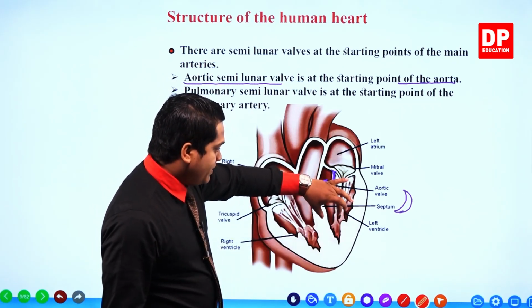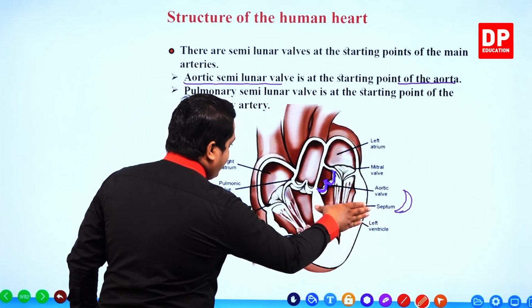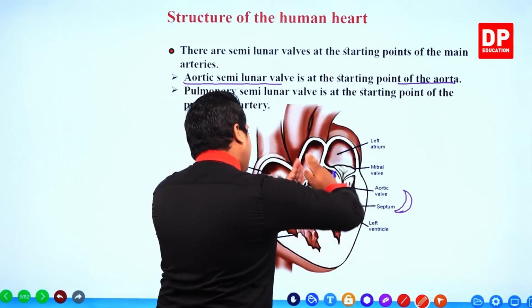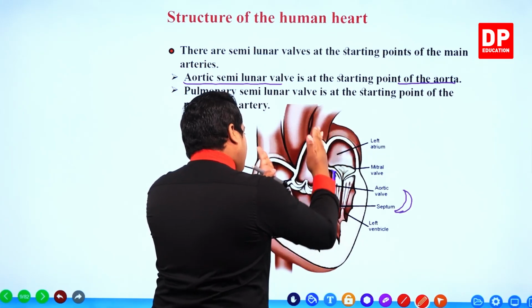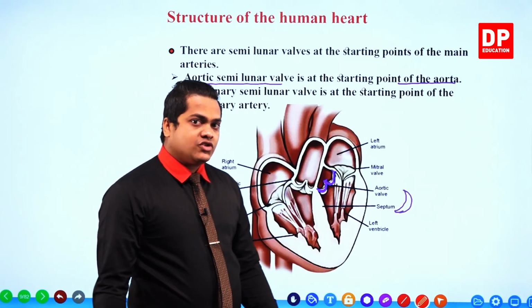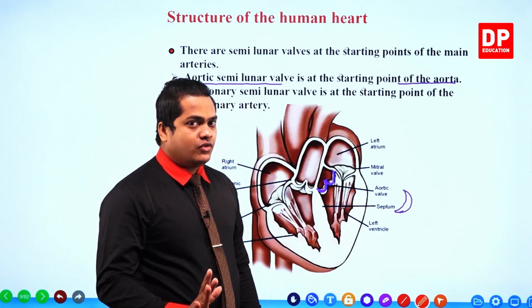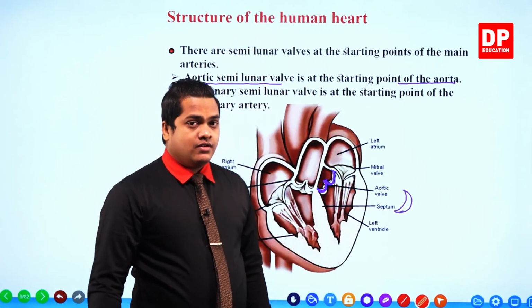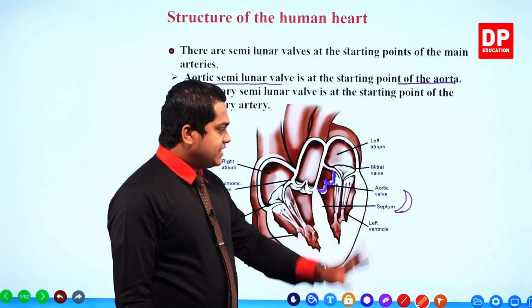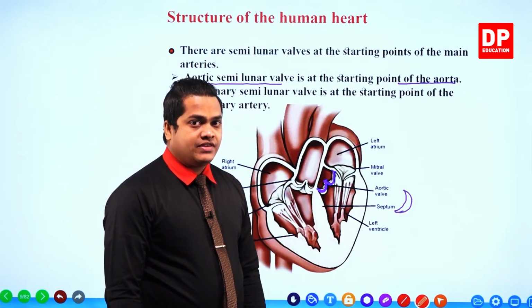It always opens only in one certain direction. When the left ventricle is going to compress, blood is going that way, so in that direction it opens very well. But in the other direction, it is going to close down and jam. It's not going to open for the other side. Always it's opening for the top side only. So the aortic semilunar valve can be observed at the starting position of the aorta.